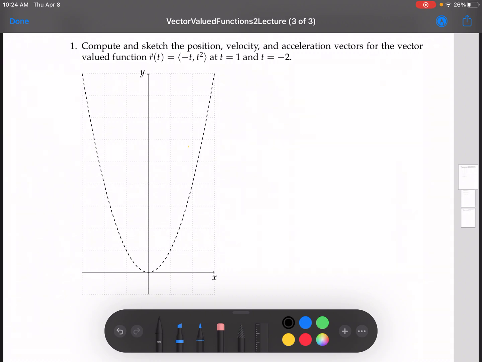In this video, I'm going to compute and sketch the position, velocity, and acceleration vectors for the vector-valued function r of t with x component negative t and y component t squared. And I'm going to do this at the points described by t equals 1 and t equals negative 2.